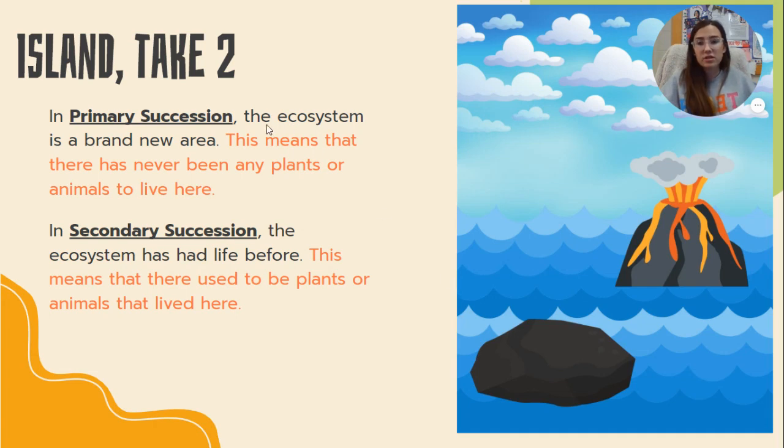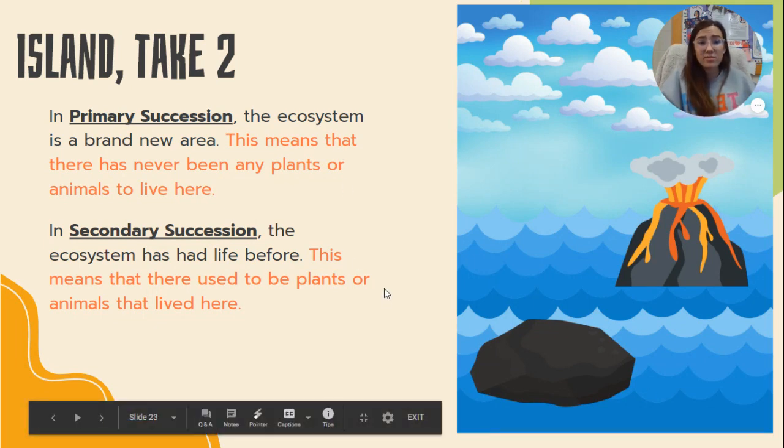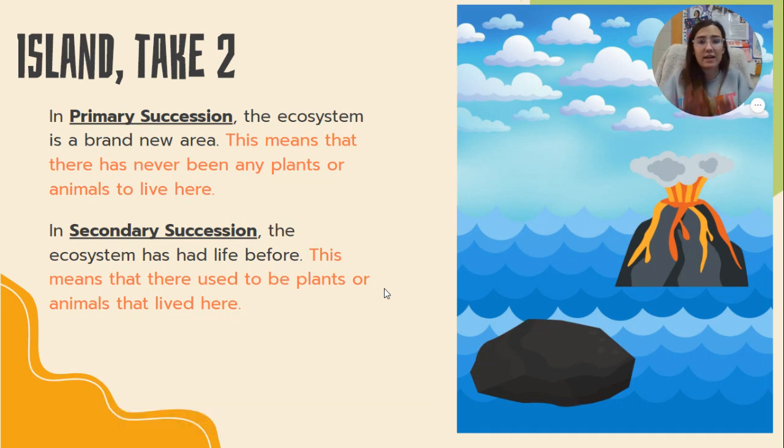In primary succession, the ecosystem is brand new, right? There were never plants or animals to live there. But now we're in secondary succession. That means my island used to be home to plants and animals. It had a climax community. So let's see what we can do.